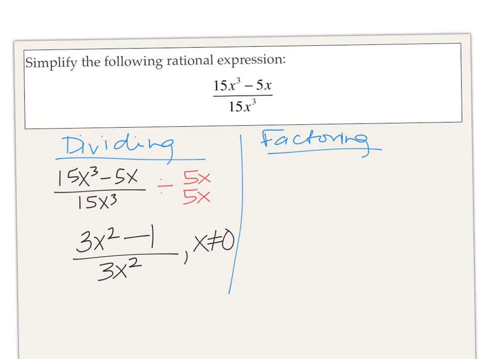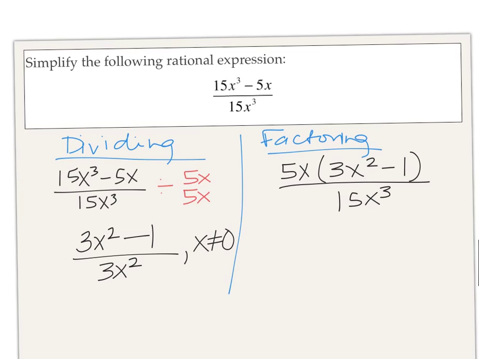Now the other way, the way that generally speaking you'd be taught this, is to factor something out of the top. On the top there, because it's a common factor, I would factor out 5x. Then inside the brackets, I would have 3x squared minus 1, over 15x cubed. But then it does become the same process where you are dividing by 5x.